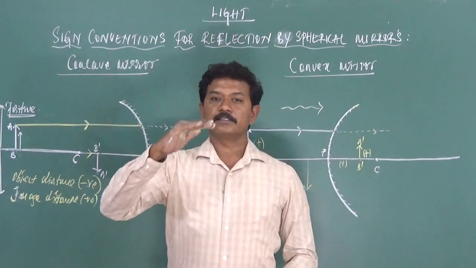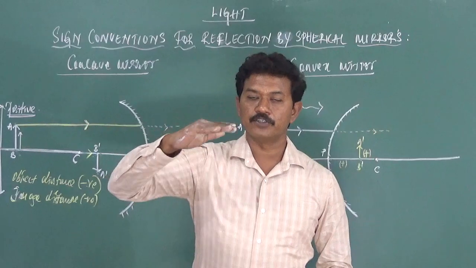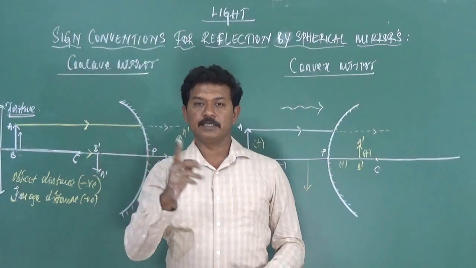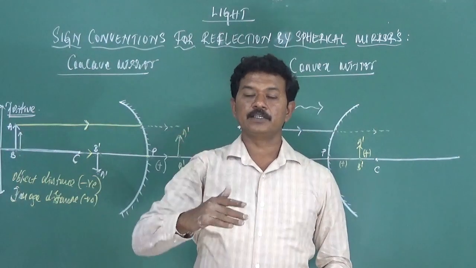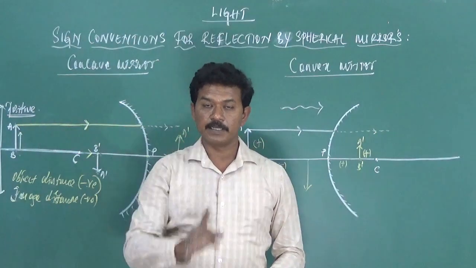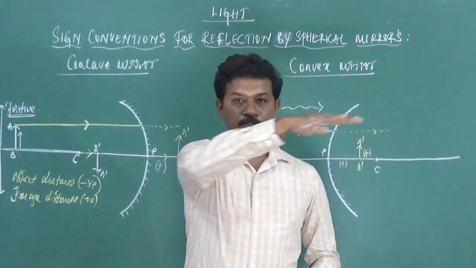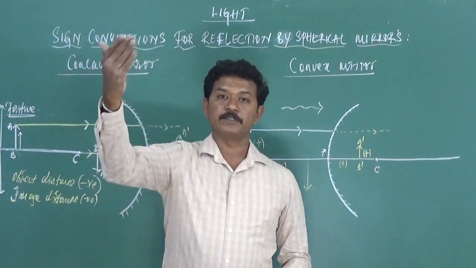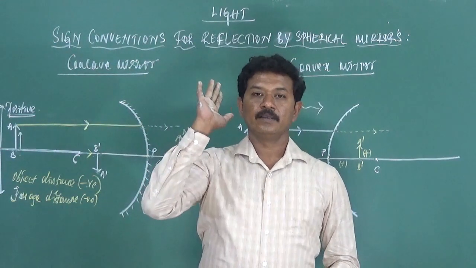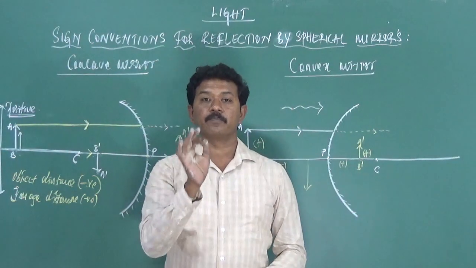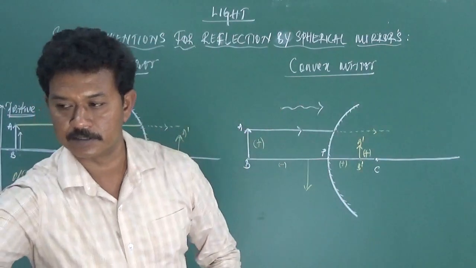If you are measuring the height of an object or the height of an image, whatever it may be, above the principal axis, it should be taken as positive. If it is below the principal axis, it should be taken as negative. Right? Along the direction of light rays, positive. Opposite to the direction of light rays, negative. Above the principal axis, positive. Below the principal axis, negative. And all the distances are to be measured from the pole of the mirror. I hope you got this. Let us go with the next concept.